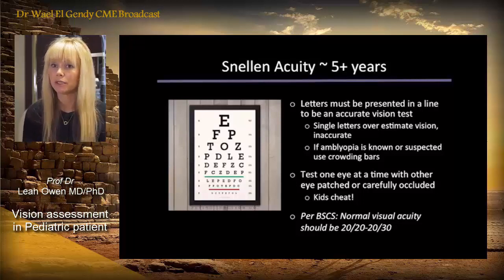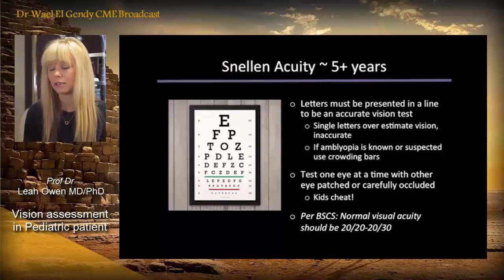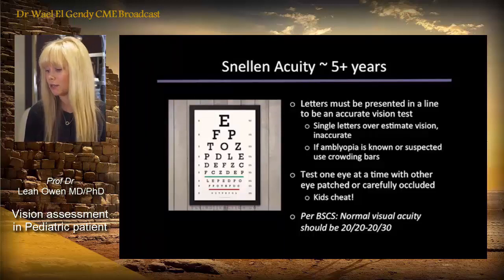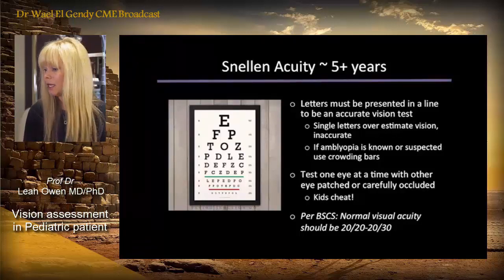If the child can read the Snellen acuity prior to that, then by all means test it. But usually that's not reliably seen until about 5. And we should present the child with letters in a line. For most accurate vision testing, single letters can overestimate the child's vision. We also certainly want to be testing one eye at a time at this age.